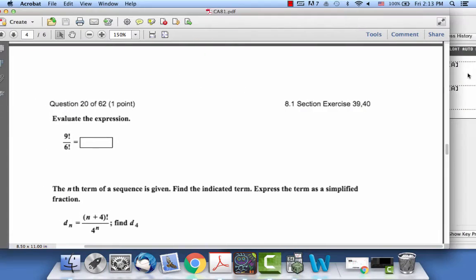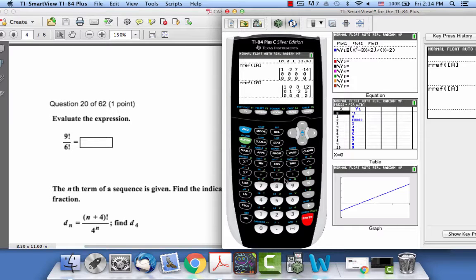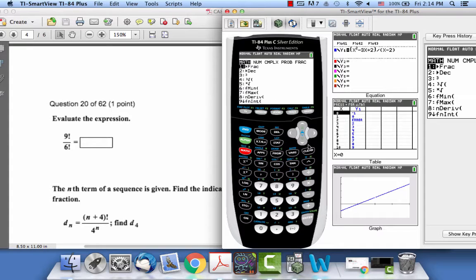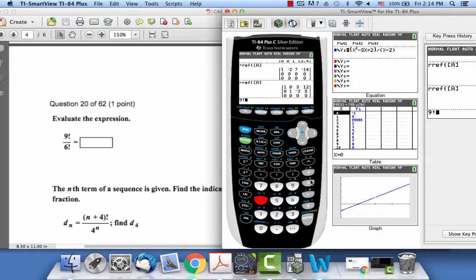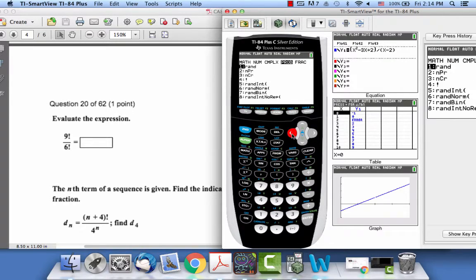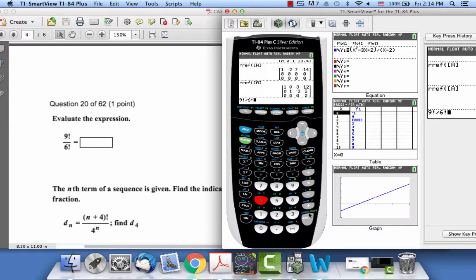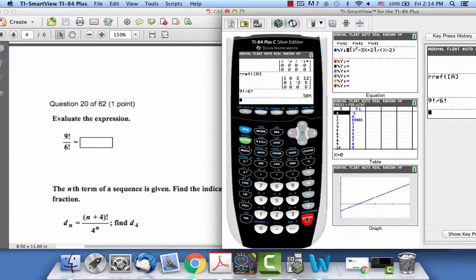To put it in your calculator, that's in probability. So you would go 9, math, probability, and there's the exclamation point right there on 4, divided by 6, math, probability, exclamation point.